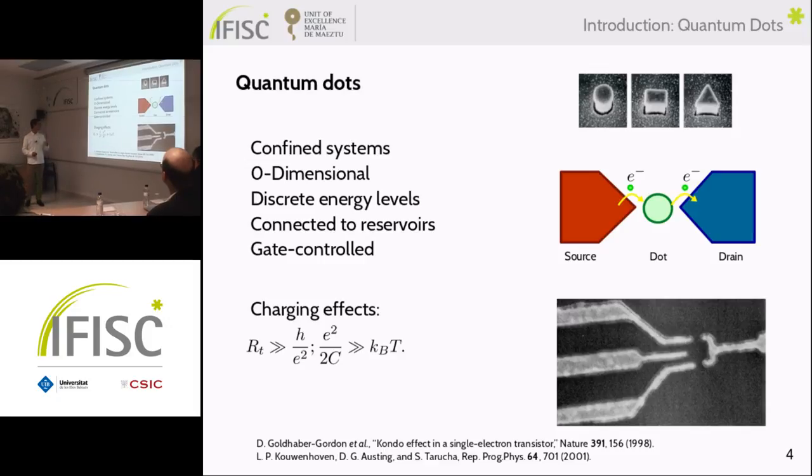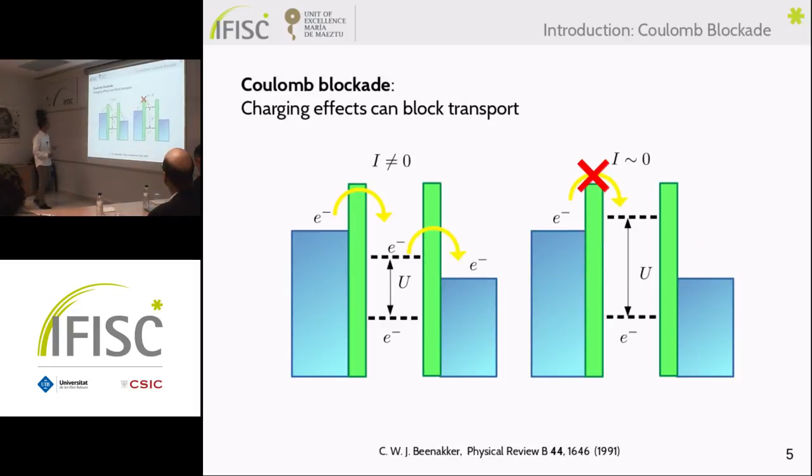And the advantage with these systems is that you can control the energy levels of the system by a gate control. And also, you can study transport through them when you connect them to reservoirs and you produce a single electron transistor like this, or like this here. It's important to know also that in quantum dots, you can have charging effects, which can become important when the dot is not very strongly coupled to the reservoirs or when it's small. And these charging effects can have as a consequence that transport through the system is blocked.